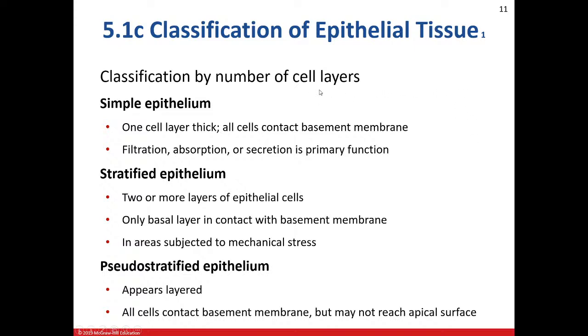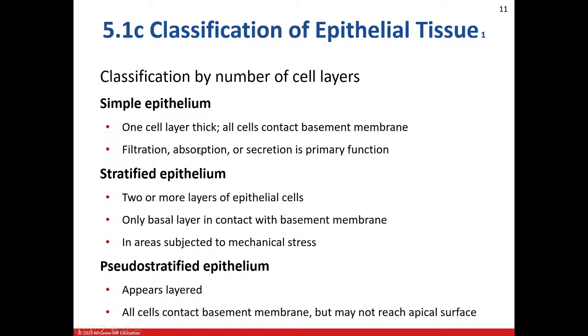All right, so we can classify these epithelial tissues by their cell layers. You have simple, stratified, and pseudostratified epithelia. By the way, epithelia is the plural of epithelium, singular. All right, now simple epithelium is one cell layer thick. So in other words, there's one layer of cells in simple epithelium.